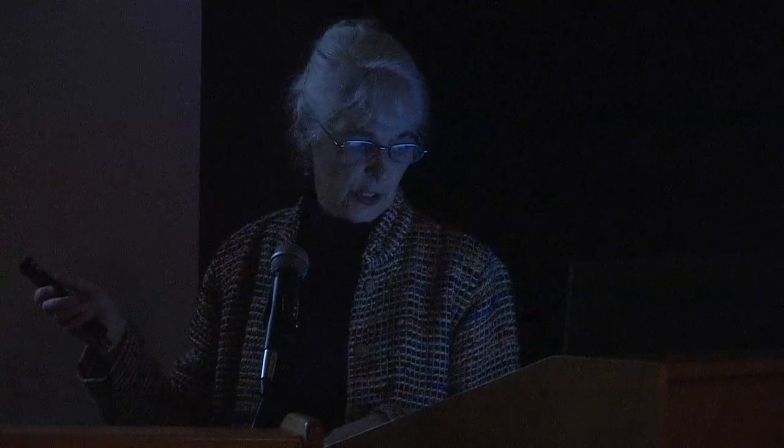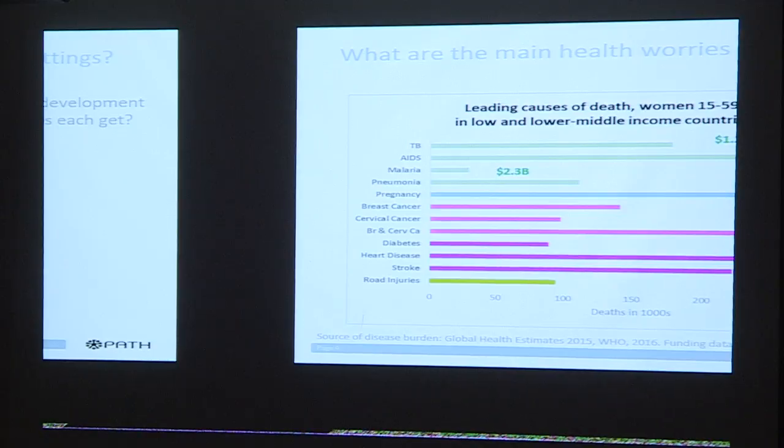Tuberculosis, which is this top line here, gets $1.2 billion. So much less than AIDS, but it's also not as big a killer. And malaria, which we hear about a lot, gets $2.3 billion. Now, malaria is not a big killer of women. It is a big killer of children. So the amount that it gets is related to the role it has in childhood mortality, but it isn't as big a killer for women.